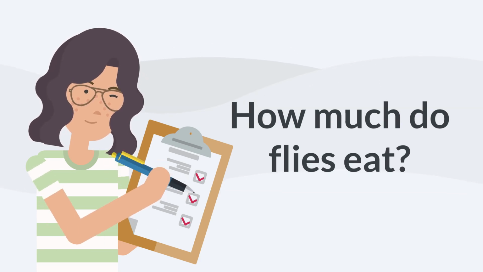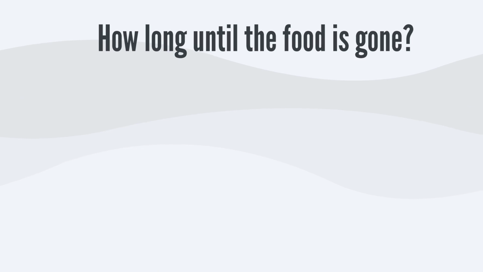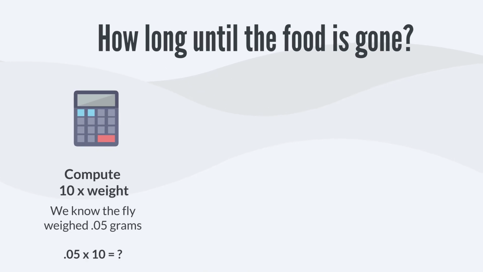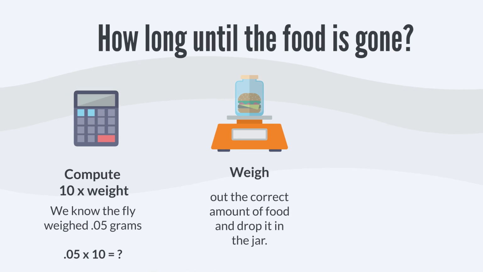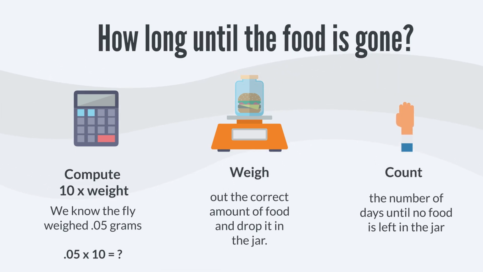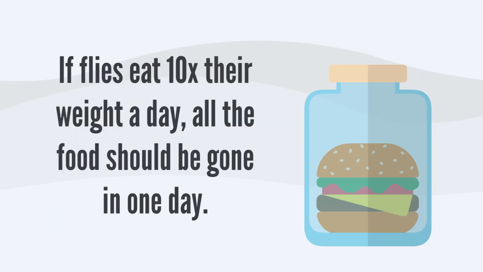Experiment. How much do flies eat? How long until the food is gone? First, compute 10 times the weight. We know the fly weighed 0.05 grams. So 0.05 times 10 equals what? 0.05 times 10 equals 0.5. Second, weigh. Weigh out the correct amount of food and drop it in the jar. Third, count. Count the number of days until no food is left in the jar. If flies eat 10 times their weight a day, all the food should be gone in one day.